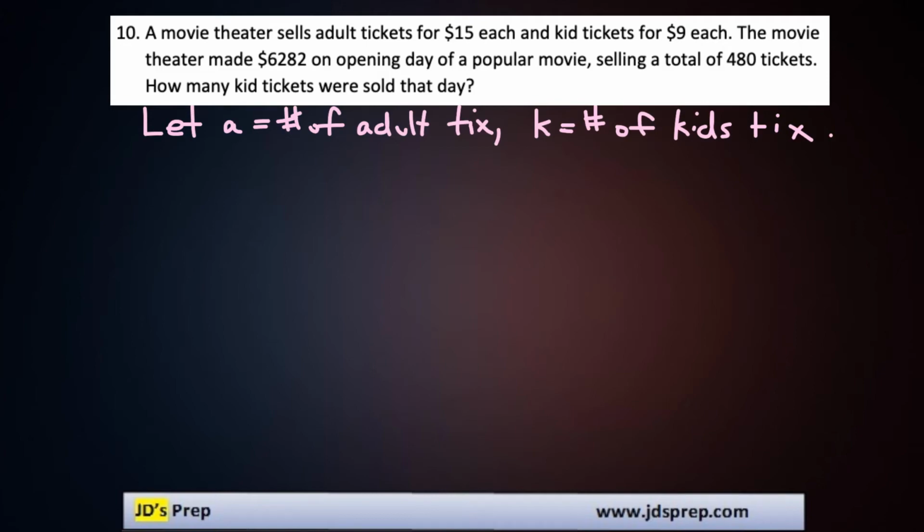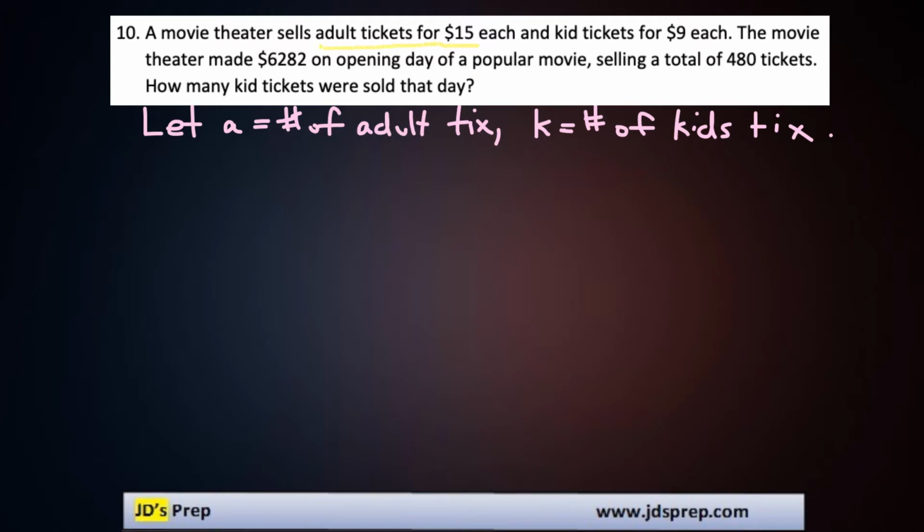In order to solve this word problem, we're going to be creating a system of equations, two equations, based on the information that's given to us. A good first step though would be to write out what our two variables would represent. So I'm letting A represent the number of adult tickets sold, and K is the number of kids tickets sold for this movie theater.